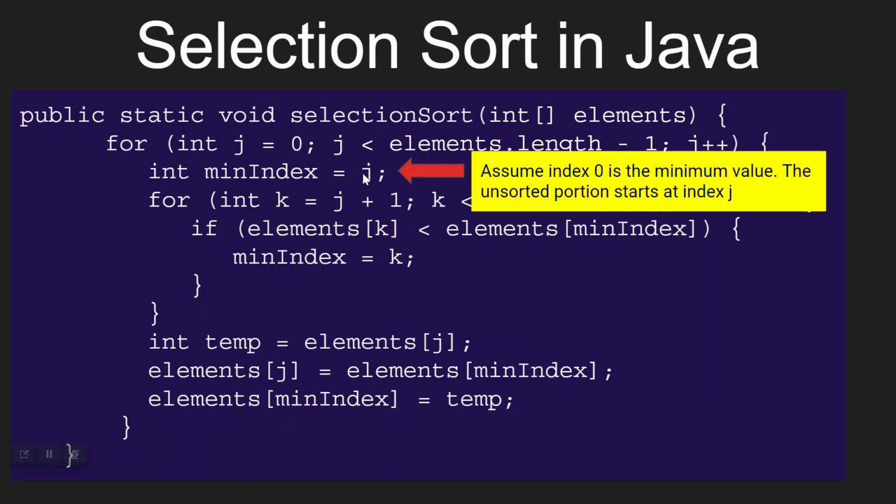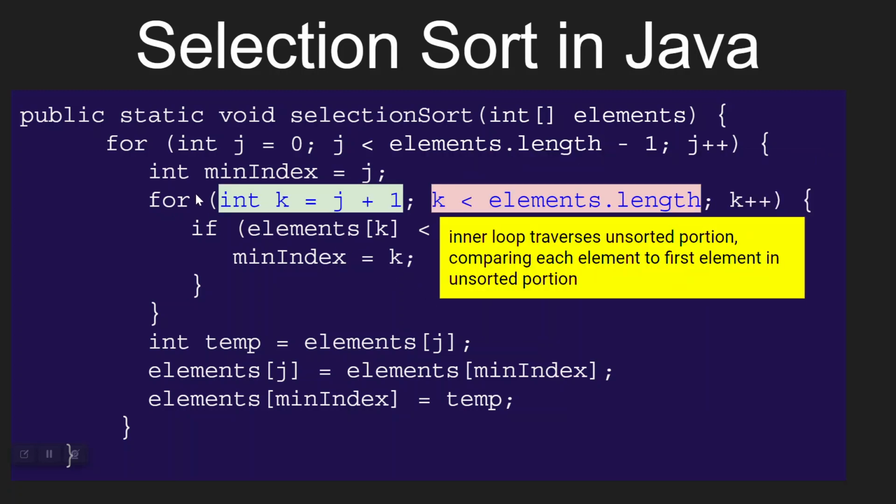Now it says int minIndex equals j. So we are assuming that index 0 is the minimum value, and the unsorted part of the array starts at index j. Now it says for int k equals j plus 1, as long as k is less than elements.length, k plus plus. So what we have here is a nested for loop, which is starting at index 1 instead of index 0 on the first iteration.